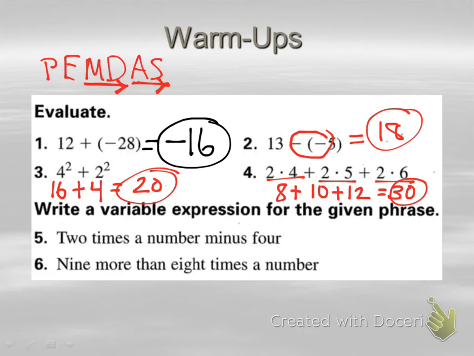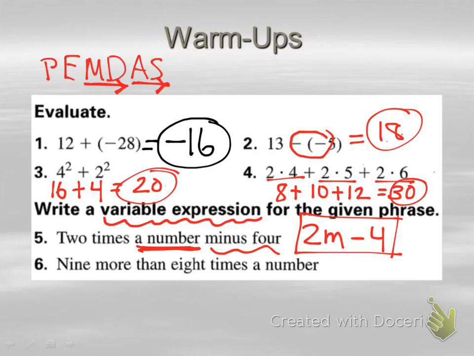Alright, number 5, this says write a variable expression for each given phrase. Anytime you see variable expression, there should be a letter in there somewhere, a variable. We use variables in math when we don't know something. So, 2 times a number. This is what we don't know. So somebody pick a letter. M. Alright, so I'm going to do 2 times M. Remember, a number right next to a letter implies multiplication. You don't need to put a symbol in between it. Then a minus sign and a 4. Good. Now, if you have 2x minus 4, that's fine. 2, some letter, minus 4.